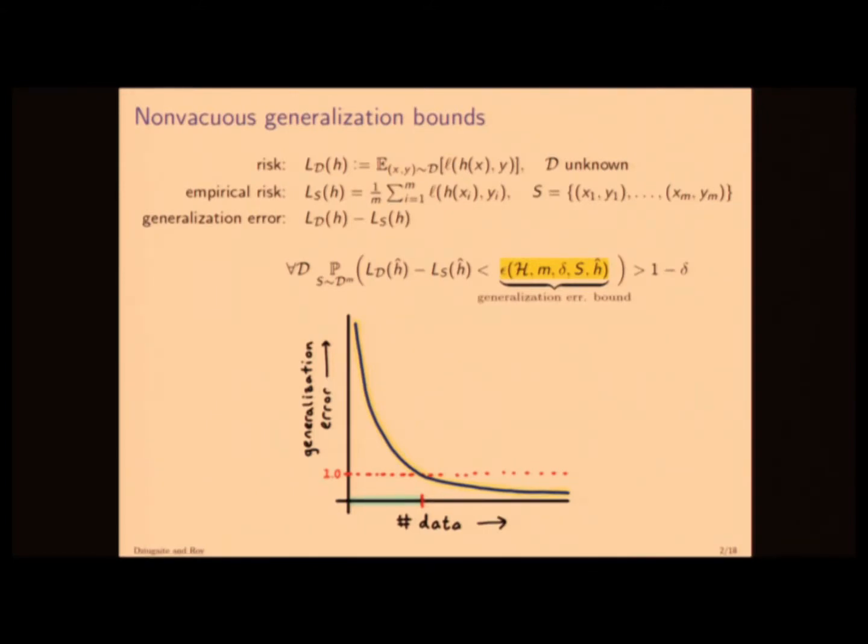And here's just a simple type of generalization bound. So the difference is upper bounded by some quantity. Maybe it depends on the hypothesis space, how many samples you have, the confidence you want, the actual samples you got, and maybe the hypothesis that you're trying to bound.